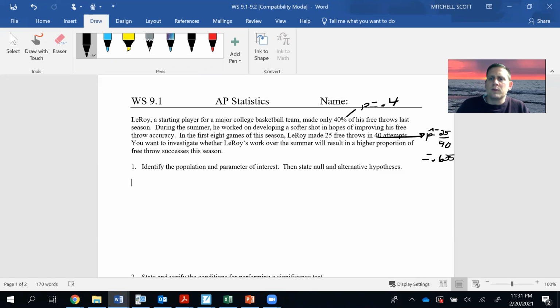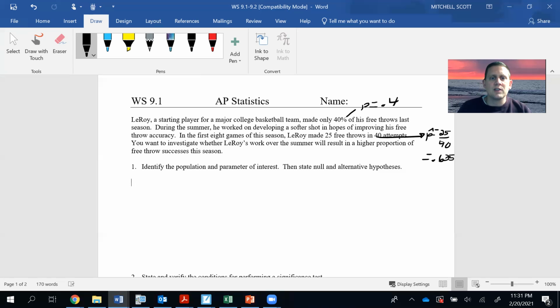Can this improvement with this many shots be just by chance? Is he going to start shooting worse over the next 6 games, 10 games, whatever, and be back down in the 40%? So that's what we're doing. Let's take a look. The hypothesis testing is 4 steps. It's really similar to confidence intervals, but it is a little different.